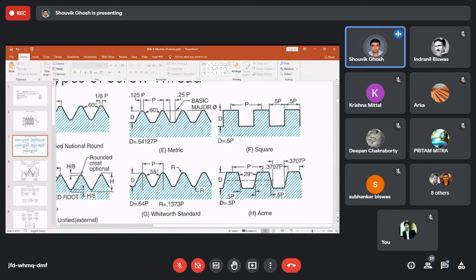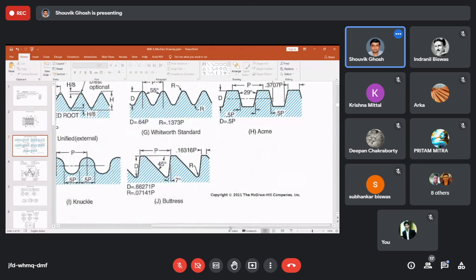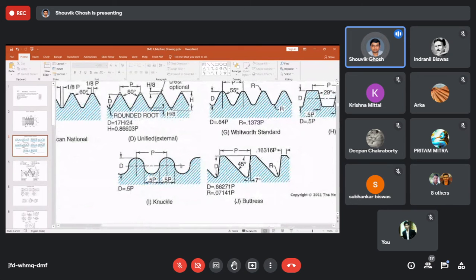So whatever the pitch length is, depth will be half, 0.5 p. Okay, this is the knuckle. Now you might find some similarity with the knuckle and the Whitworth standard, but there is a difference. Knuckle is basically a combination of semispheres. You can see semispheres one after another. So basically P is equivalent to half of the root, half of the crest, similar to the square thread. Okay, so it represents a knuckle-like structure and half P is given. Similarly, depth is also half.